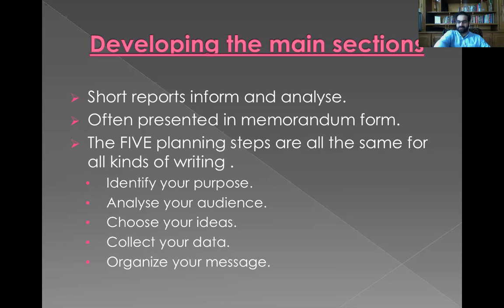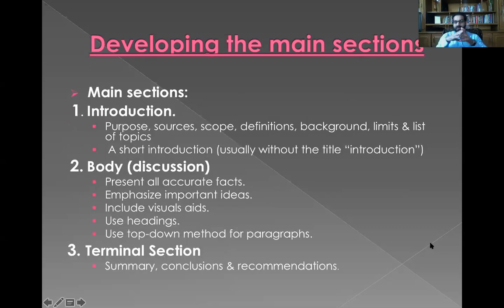So how to do this, I'll talk about that. So, main sections. Number one is introduction. It is already known whichever writing you are doing. First of all, you introduce what you're talking about. So purpose, sources, scope, definitions, background, limits, and list of topics. Okay, a short introduction, usually without the title introduction, is given somehow. For example, you write the first 2-3 lines. For example, you're saying, I'm writing this report with the reference letter number 114B, and I am basically, let's say, whosoever I am, my designation, and then I keep talking about that in the body discussion.